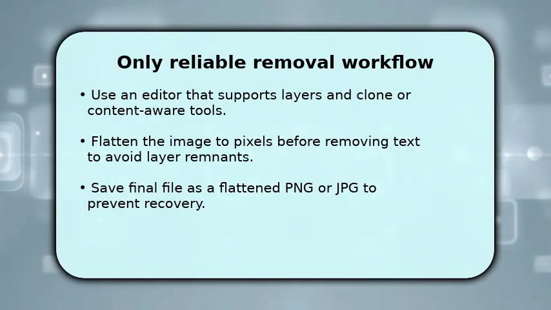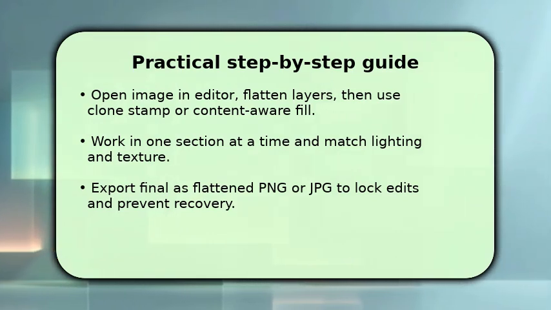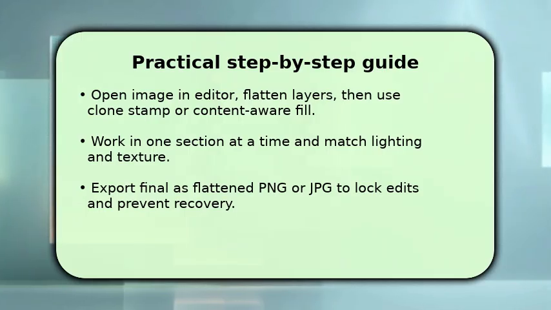First, open the image in a capable editor like Photoshop or a similar app. Next, check for a separate text layer and flatten the image into a single pixel layer. Then use the clone stamp or content-aware fill tool to replace text with matching surrounding pixels.